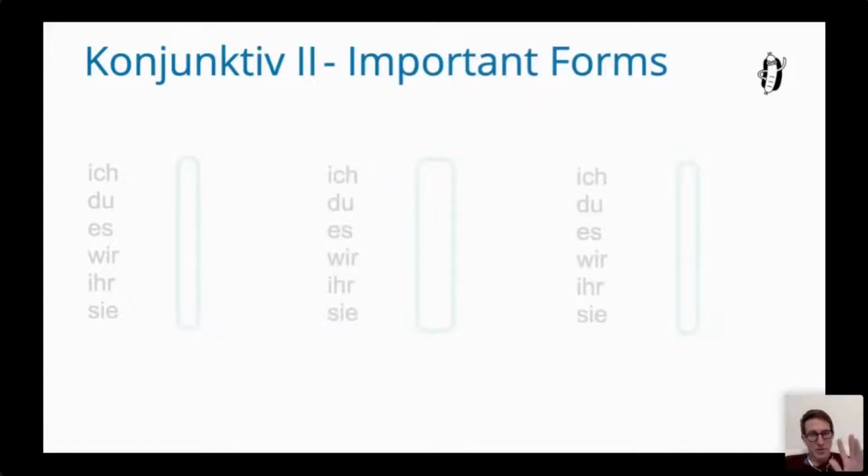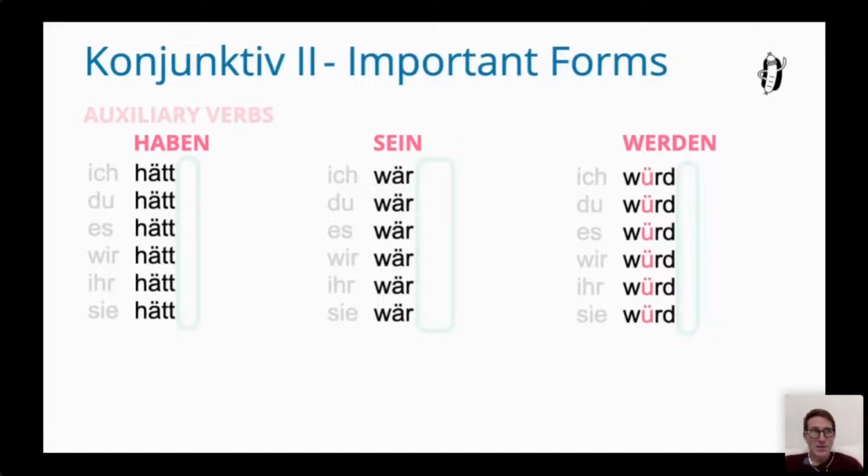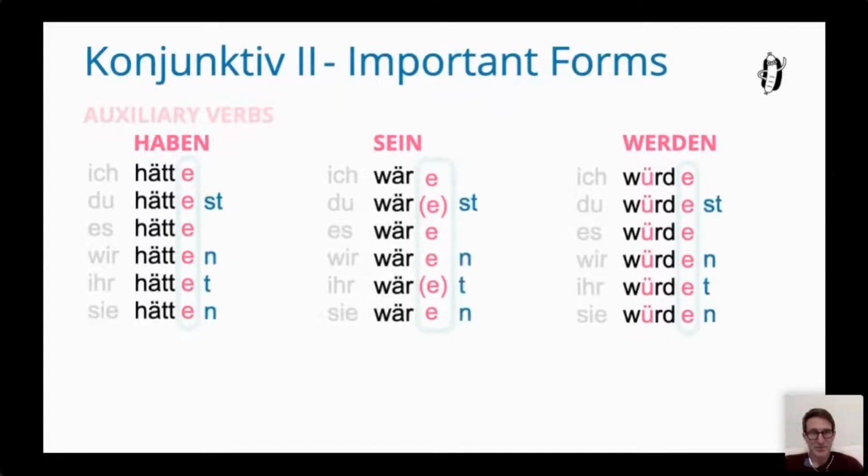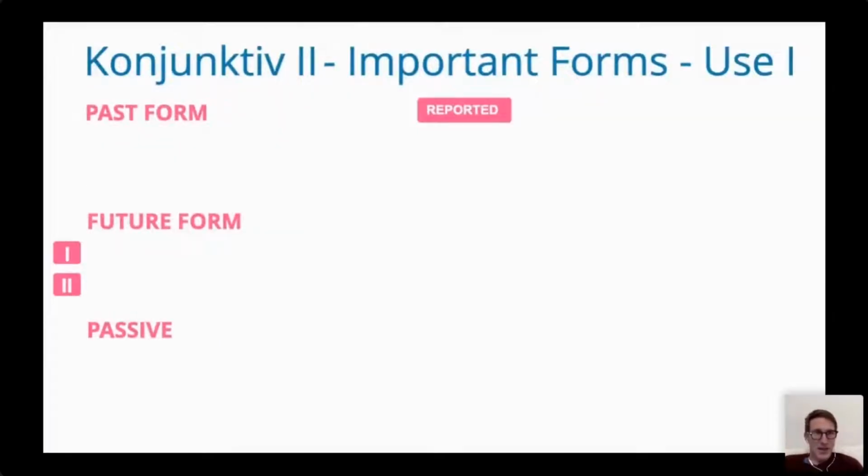A couple of important forms. We're almost through. It's not much left. And this one I will skip through quickly. Haben, sein, and werden are the ones we talked about before because we use them to build other tenses and forms. Simply take the stem from the preteritum, which basically is this, add the E marker and the ending. Nothing really difficult.